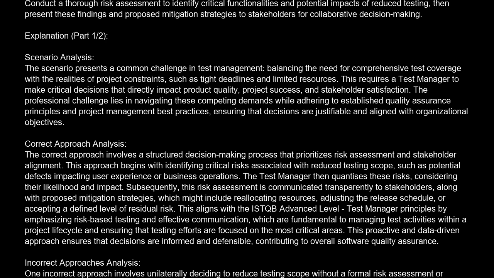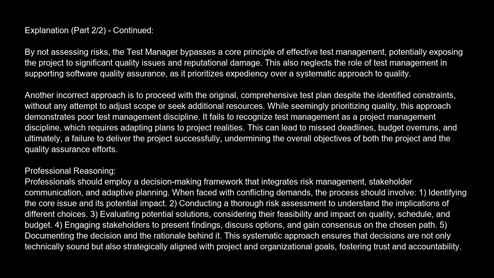Incorrect approaches analysis. One incorrect approach involves unilaterally deciding to reduce testing scope without a formal risk assessment or stakeholder consultation. This fails to acknowledge the purpose of test management, which is to provide confidence in the quality of the software. By not assessing risks, the test manager bypasses a core principle of effective test management, potentially exposing the project to significant quality issues and reputational damage.